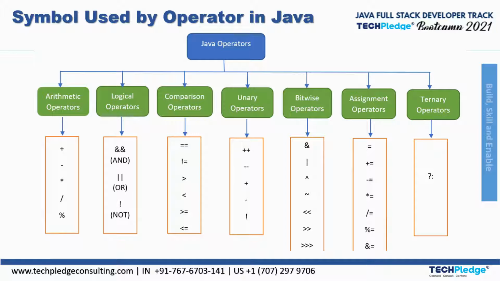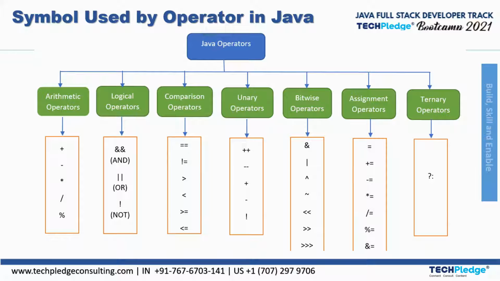In modulus, suppose we are trying to divide two numbers, say 9 divided by 2. A modulus will give you the remainder. If you're performing the modulus operation on 9 divided by 2, it will give you a remainder of 1. If it is 10 divided by 5, then the remainder will be 0, so the modulus operation gives you the result 0. That is the arithmetic operator.